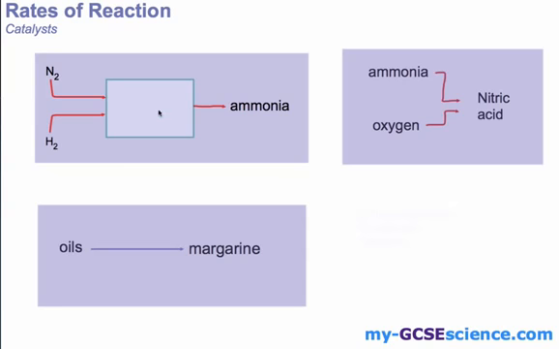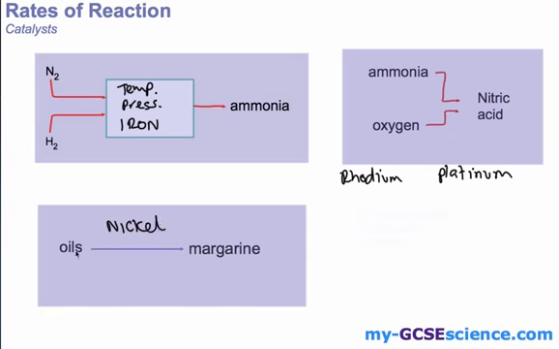Here are a couple of examples of reactions that might use catalysts. In the production of ammonia, we do increase the temperature, we do increase the pressure on the two gases, but we also use an iron catalyst. For producing nitric acid, we use something called rhodium and platinum, and these are catalysts that speed up the reaction. These are actually very, very expensive, but the advantage is because you can use them over and over again, that does reduce cost. One last example here is converting oils into margarine, and we used a substance called nickel, which was a catalyst in this reaction.